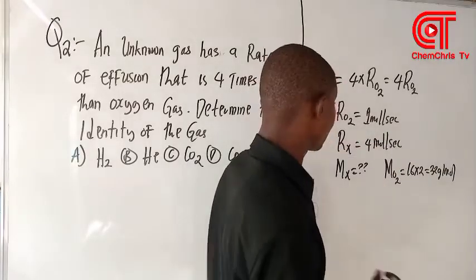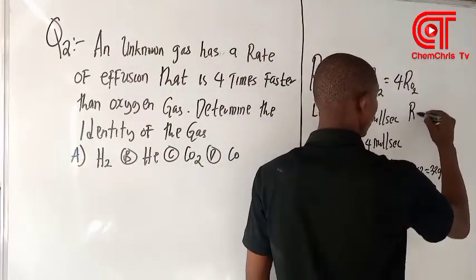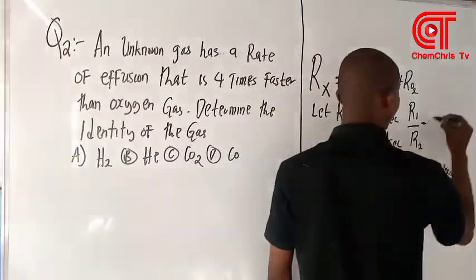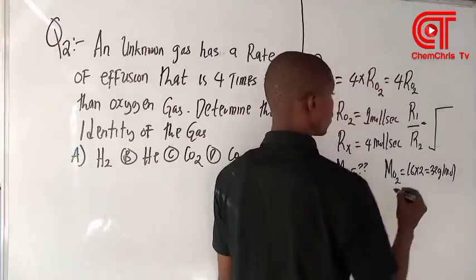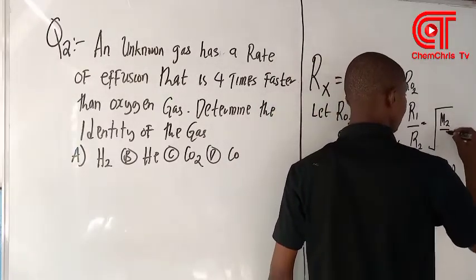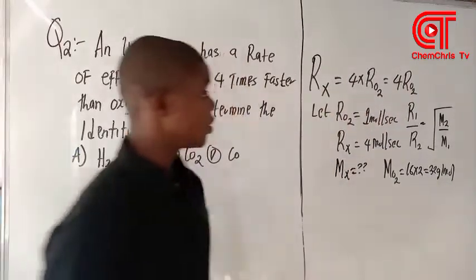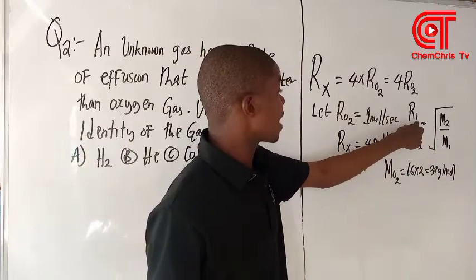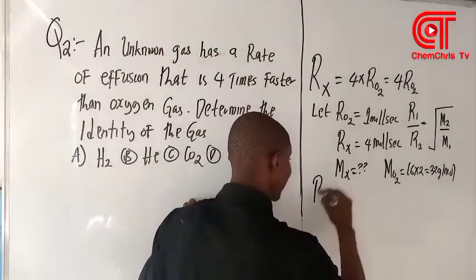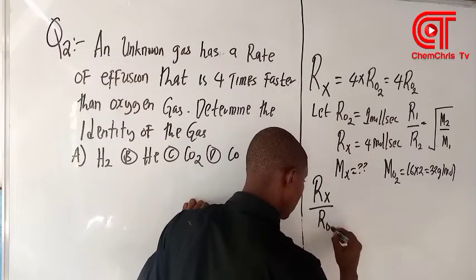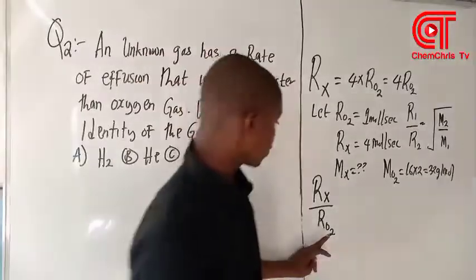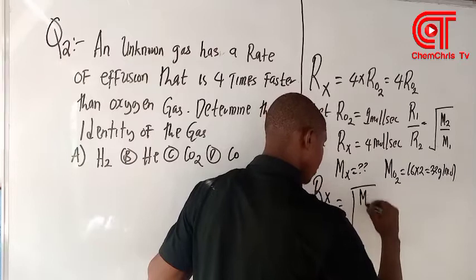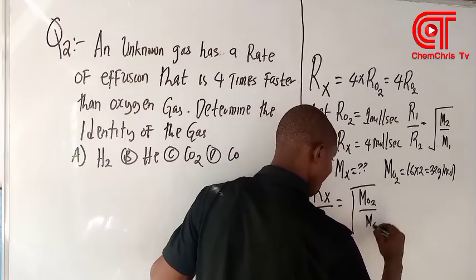And let's use our formula here. Rate 1 over rate 2, that is the rate of the first gas over the rate of the second gas, equals the square root of the molar mass of the second gas over the molar mass of the first gas. Remember the first gas is X. So rate of X over rate of O2 equals the square root of molar mass of O2 over molar mass of X.